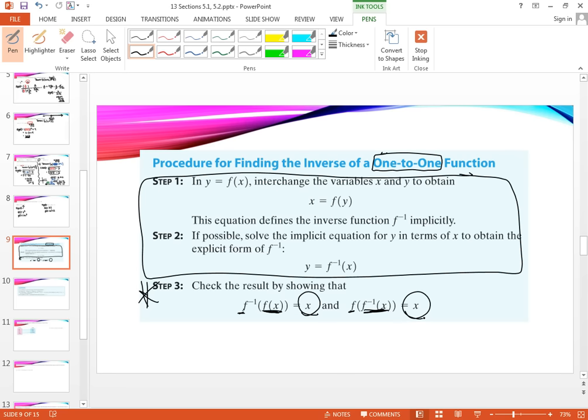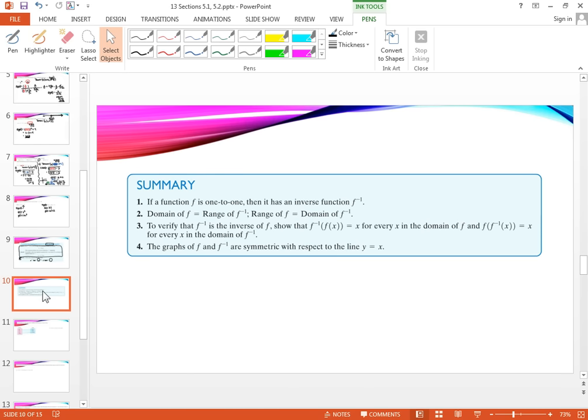Okay? So the summary from that section, again, is a one-to-one function. It's got to have an inverse. The domain of f becomes the range of its inverse. The range of f becomes the domain of its inverse. Think about it as switching the x's and y's. So if you have a one-to-one function and you have all the points that are on that function, on the inverse, every single one of the x's and y's is going to flip. Okay? So we'll do some examples.